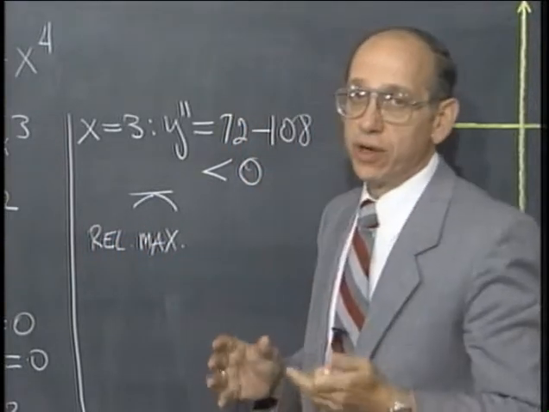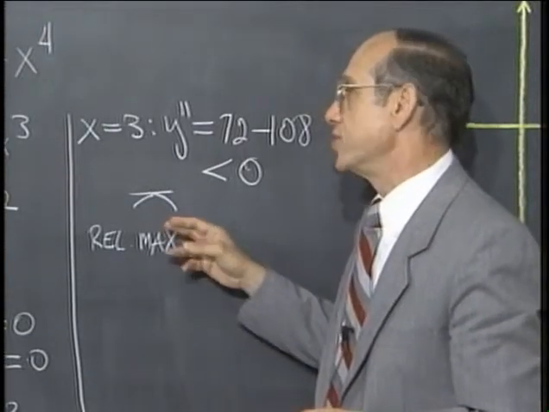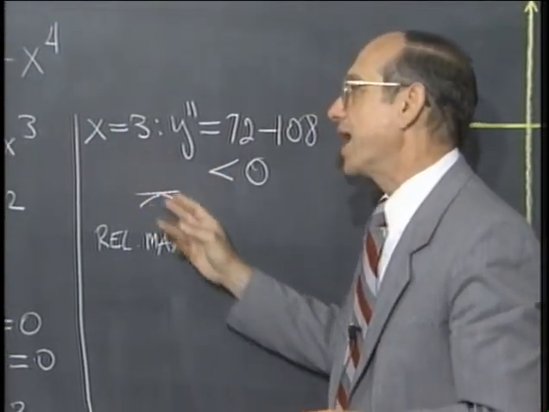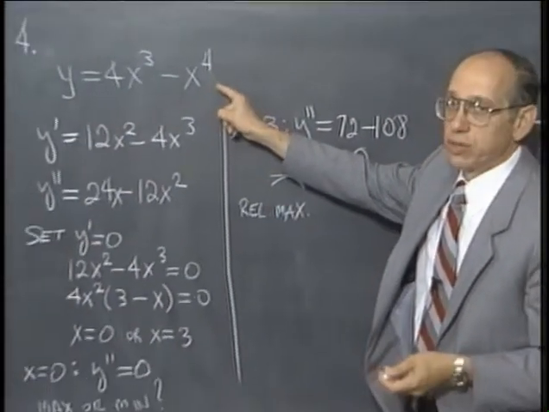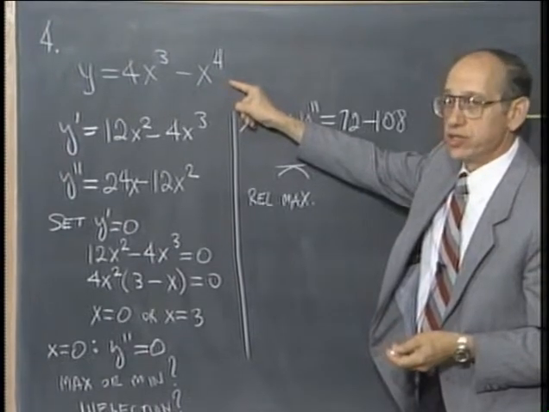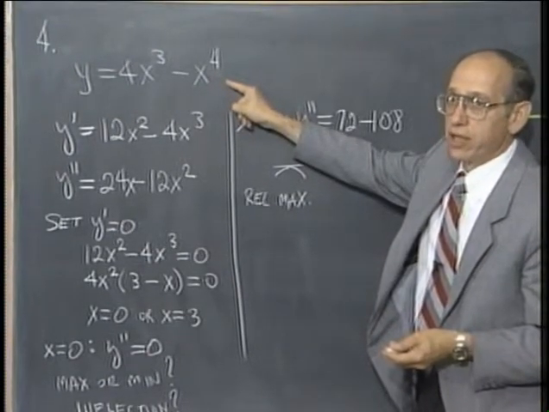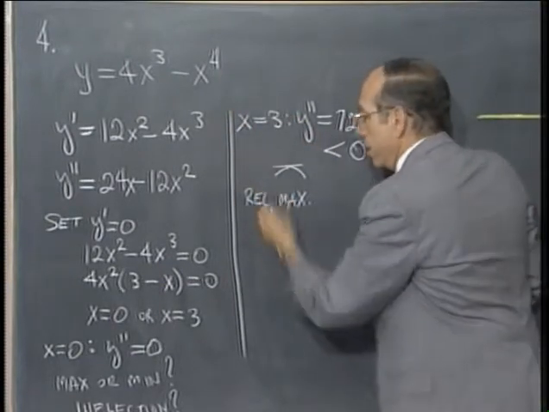Of course, we have to know the y value as well, and to get the y value, we have to substitute x equals 3 back into that original equation which gave us y in terms of x. So let's substitute x equals 3 into that original equation and see what we get for y. That's going to be our relative maximum. Okay?